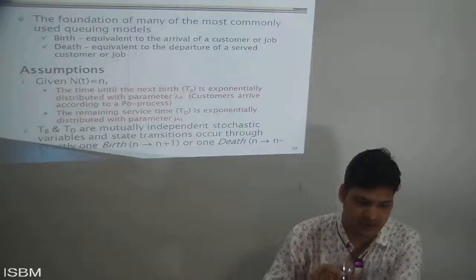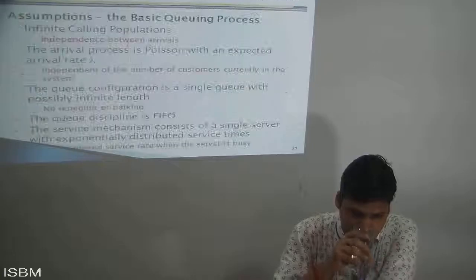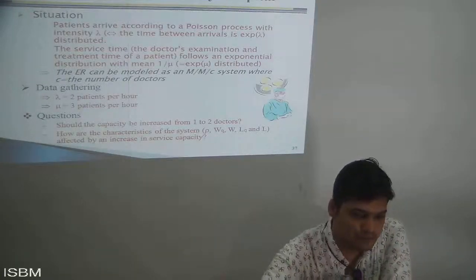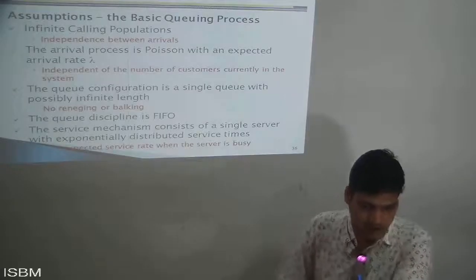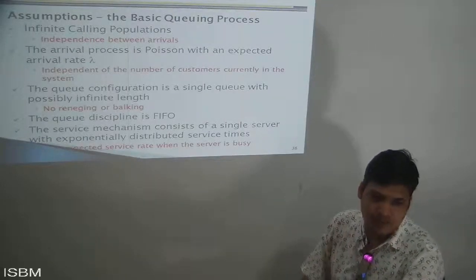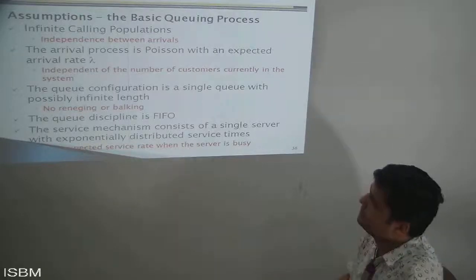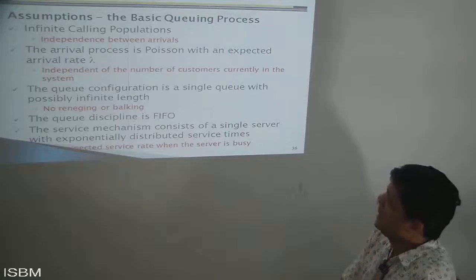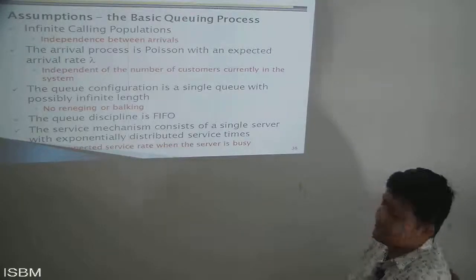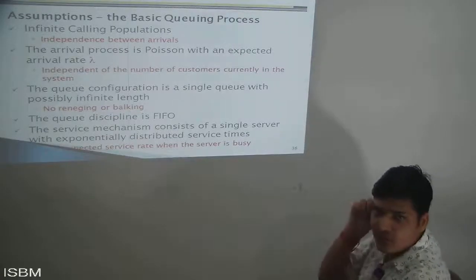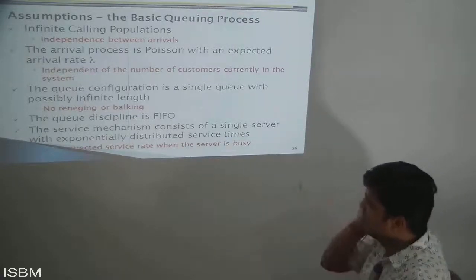Then the birth and death process, I think we have completed this. Now we have to start from here. Assumptions of a basic queuing process: infinite calling population, which is independent between arrivals. There is no dependency between the arrivals.